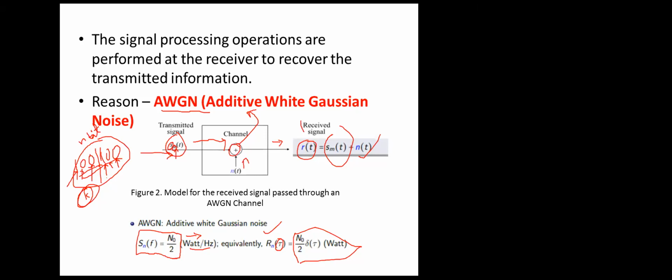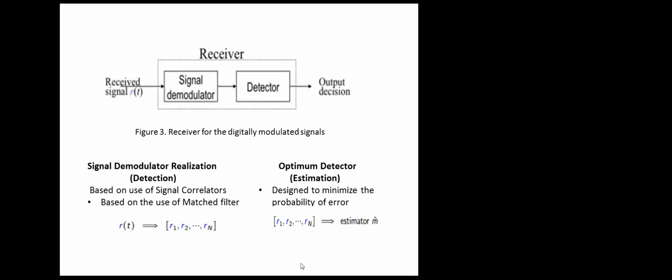Then what are we going to do? We are supposed to remove this noise. To remove this noise, I'm coming across the demodulator, which is also called a receiver circuit. So what does this receiver circuit consist of? Figure 3 shows the block diagram of a receiver circuit. It consists of two blocks, that is a signal demodulator and a detector. And finally you have the output decision.